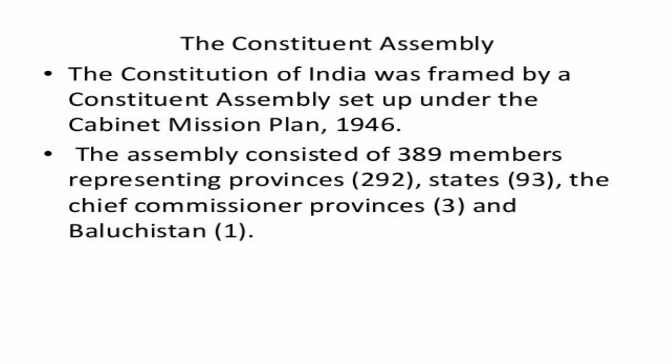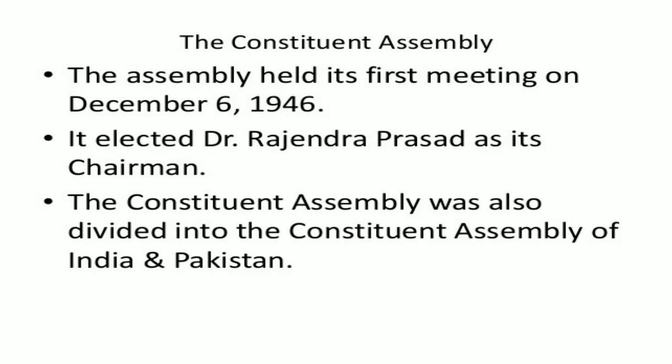The Constitution of India was framed by a Constituent Assembly set up under the Cabinet Mission Plan 1946. The Assembly consisted of 389 members representing provinces 292, states 93, the Chief Commissioner provinces 3 and Balochistan 1. The Assembly held its first meeting on December 6, 1946, and it elected Dr. Rajendra Prasad as its chairman.